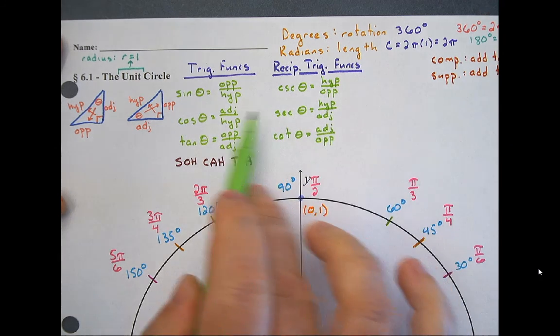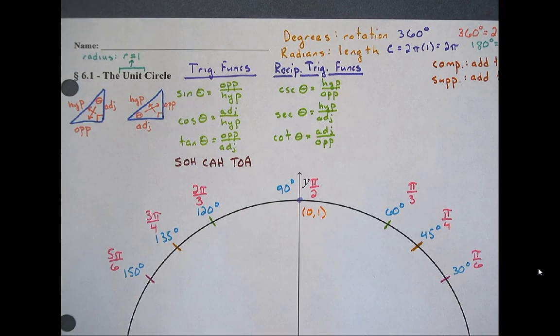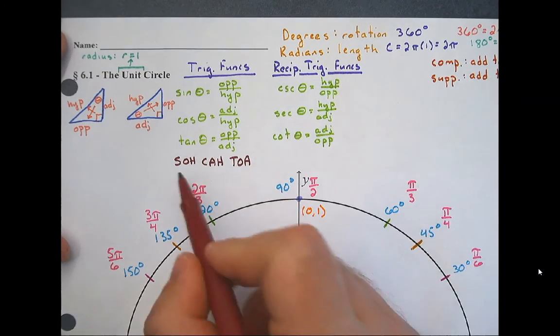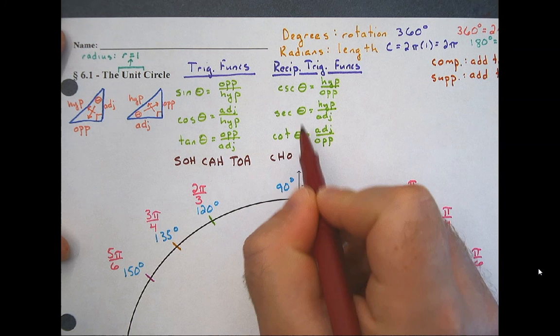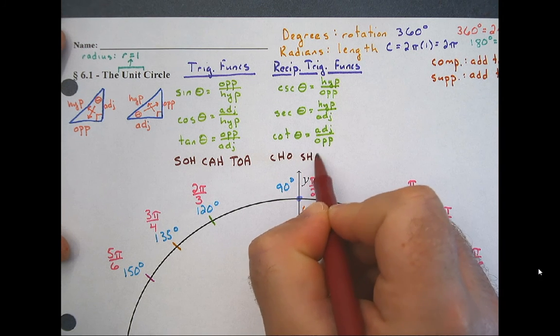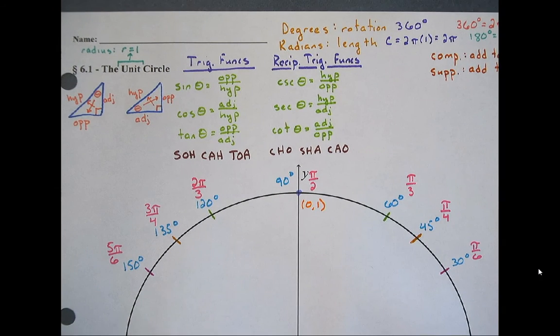So I just went and took these trig functions and I reciprocaled them to get the reciprocal trig functions. This mnemonic is not quite as easy to remember. This would be CHOSHACAO. Choshakao. I don't know. Is that easy to remember? We got SOHCAHTOA and Choshakao. All right. So that's what I'm talking about when I'm talking about trig functions. I'm talking about opposite over hypotenuse, adjacent over hypotenuse, and so on from there.